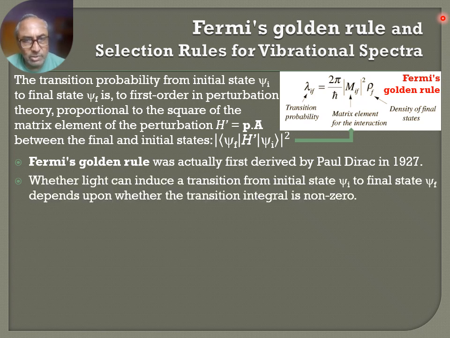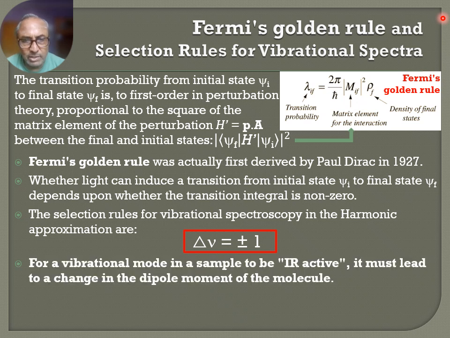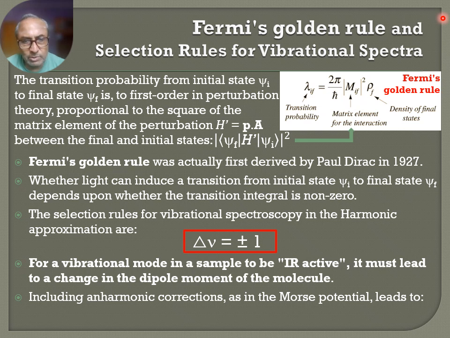Whether light can induce a transition from initial state psi I to final state psi f depends upon whether this transition integral is non-zero. The selection rules for vibrational spectroscopy in the harmonic approximation are delta nu equals plus or minus 1, that is, transition only between adjacent vibrational levels. For a vibrational mode in a sample to be infrared active, it must lead to a change in the dipole moment of the molecule. If we include anharmonic corrections, as in the Morse potential, this modifies the selection rules to delta nu equals plus or minus 1, plus or minus 2, plus or minus 3, etc.